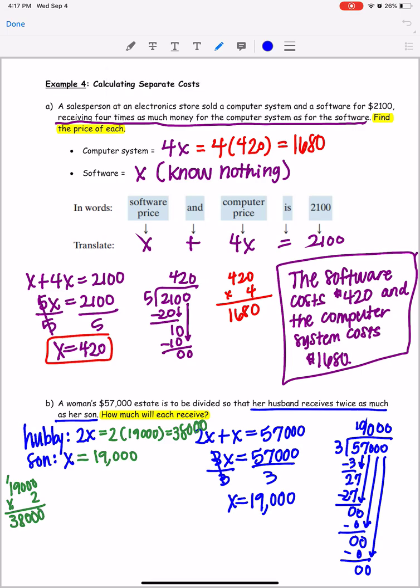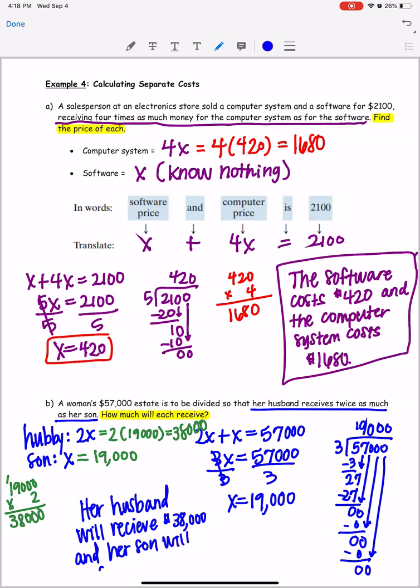We are not done till we write this out. Her husband will receive $38,000, and her son will get 19,000.